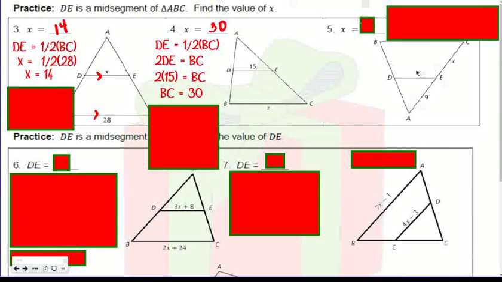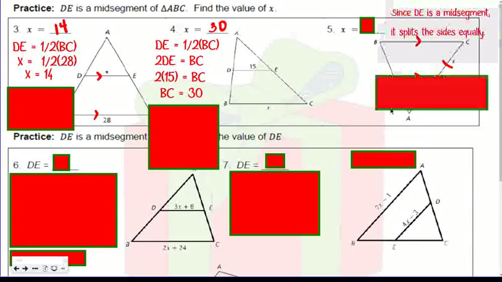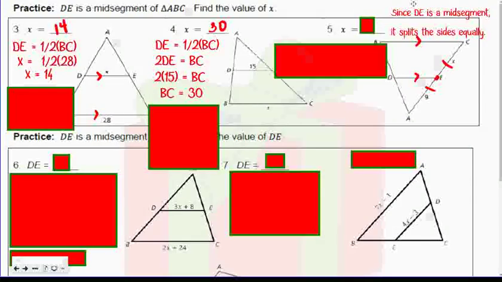Now, over here in this picture, since they are telling you up here in the directions that DE is a midsegment, we know it's parallel because it's a midsegment. Since it's a midsegment, this is a midpoint, therefore this is equal to this. So since DE is a midsegment, it splits the sides equally, so that side is 9. So this side is 9 and this side is 9, so the whole thing would be 18. It's pretty basic, pretty easy.